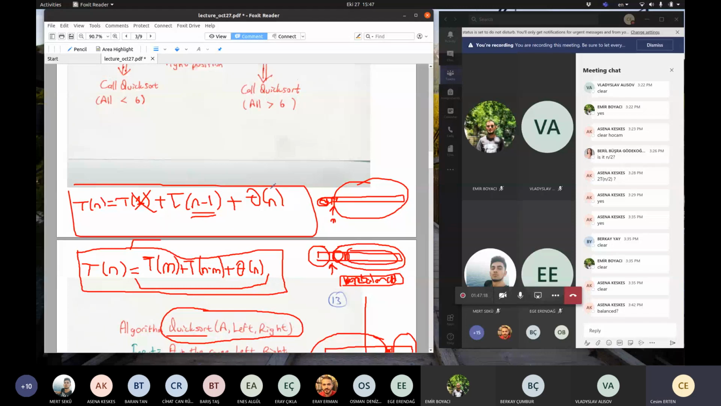Does anybody remember this recurrence from our previous classes? T(n) is equal to T(n minus 1) plus theta n. Does this recurrence look familiar to you? Is this familiar? Anybody remember this from our previous lectures?